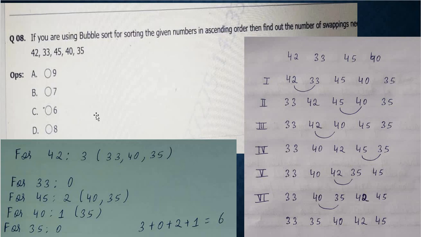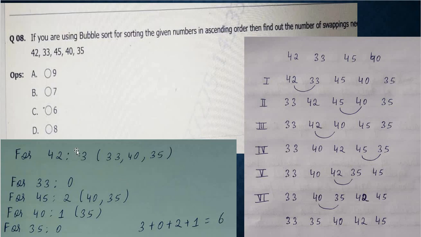For the next question, if we do it in the traditional way by comparing 42 with 33 and then swapping, then comparing 45 and 40 and swapping, then comparing 42 and 40. Similarly, we can do it for the rest of the elements until it is sorted. So the number of swaps which is needed is 6. We can also do it by the method which we specified earlier.